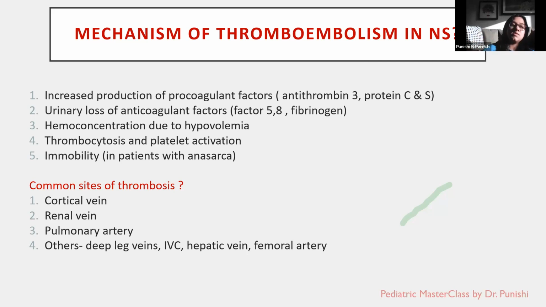So remember the causes are increased production of procoagulants, loss of anticoagulants, hemoconcentration, platelet activation, immobility, and thrombocytosis. These are the common reasons why these kids are at a higher risk of thrombosis as compared to normal kids. And you should know at least a few common sites of thrombosis that these kids can develop.